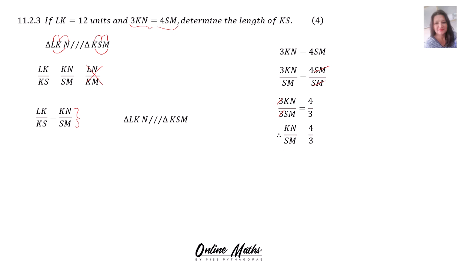And it's this 4 over 3 that I'm going to substitute on the left-hand side. LK was given that it's 12, so I substitute that, and then KN over SM is 4 over 3. I cross multiply and I get KS is 9 units. And then where are the marks? For writing down the ratio, for working out the ratio KN over SM, for substituting, and the final answer.